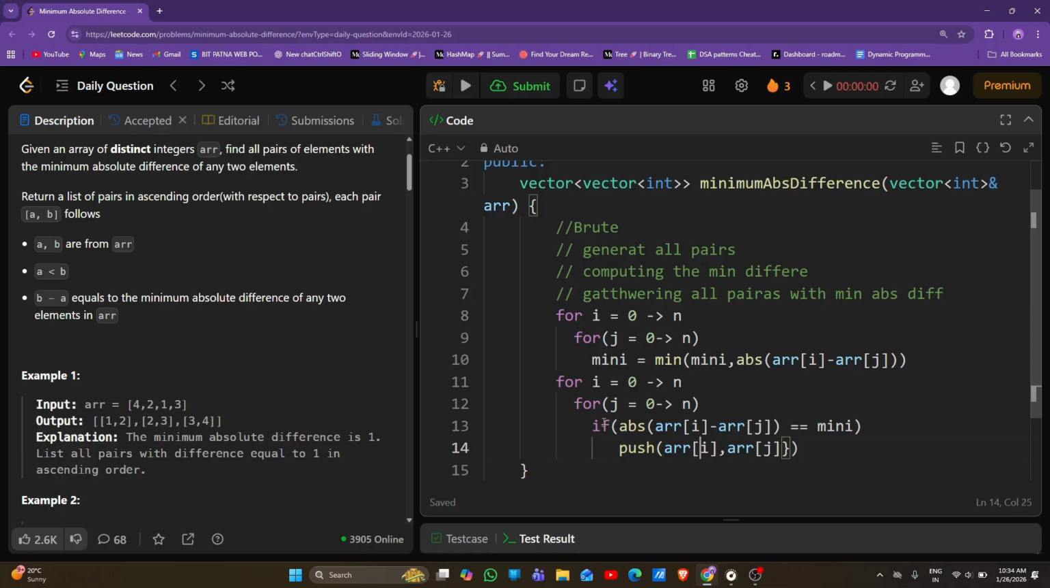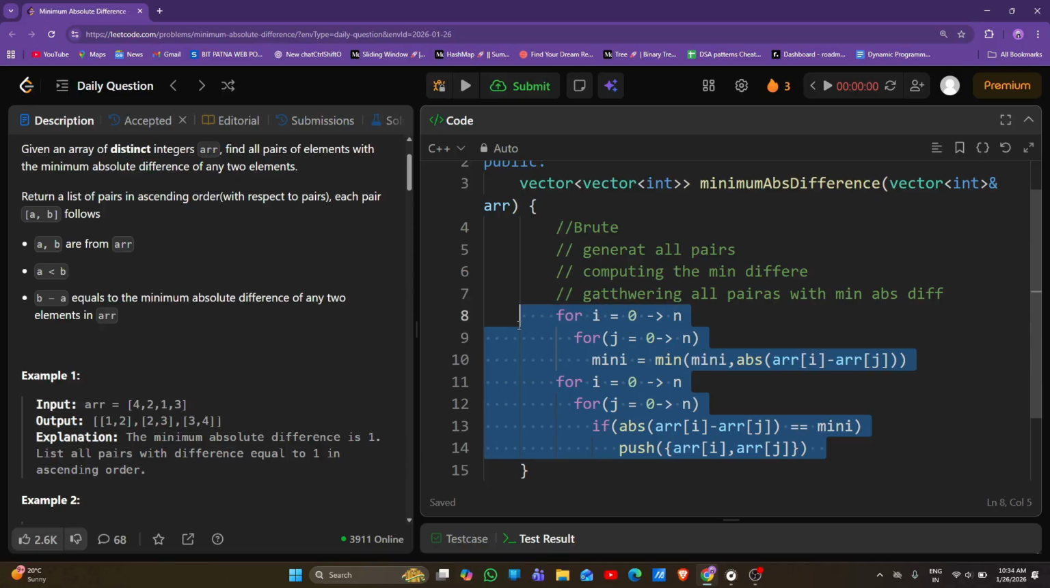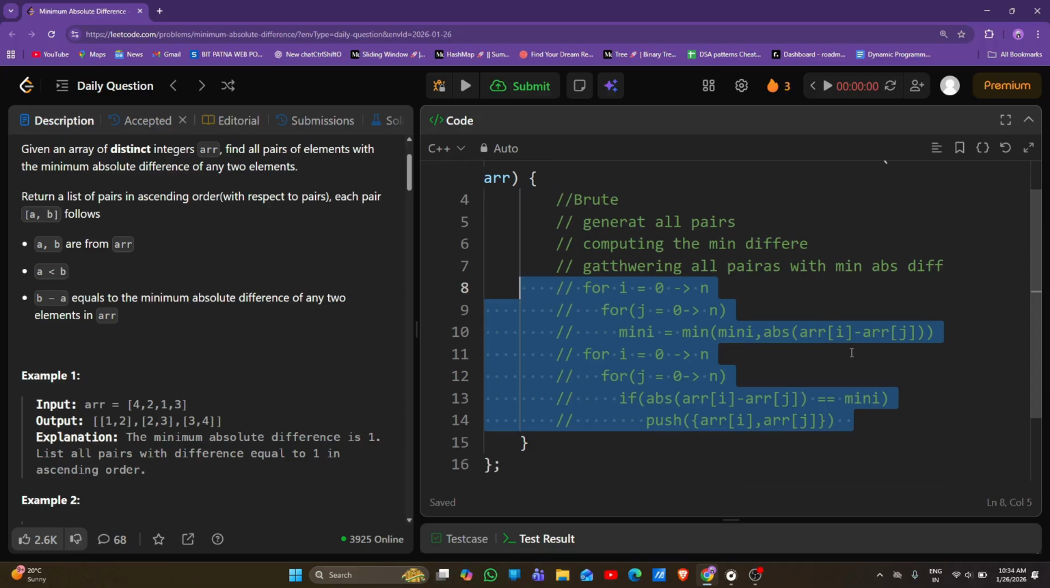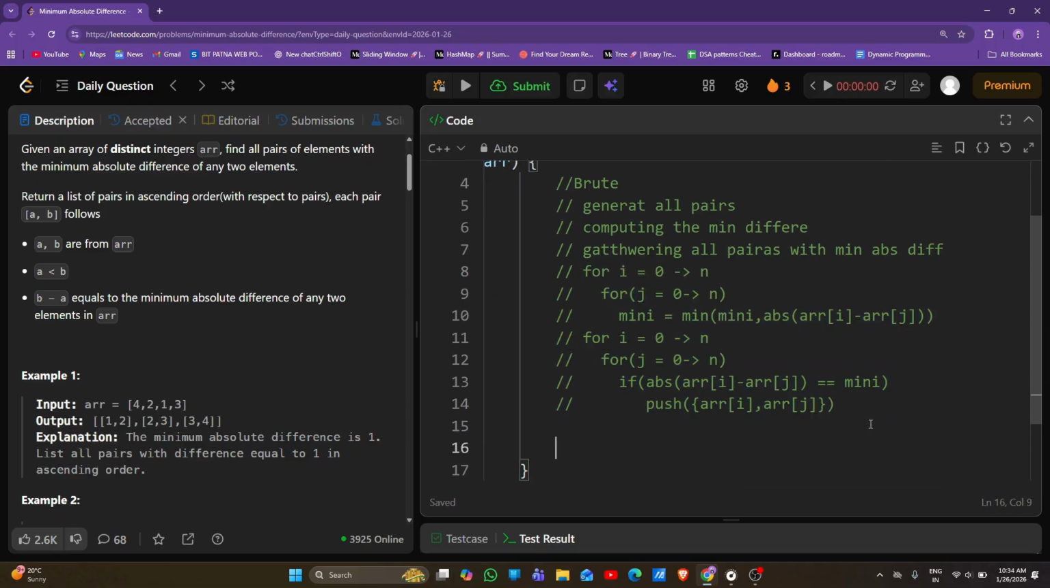So this will be the whole brute force, and you can see the complexity is O of n squared, since two loops are running. So for large constraints it may fail. So what will be the optimal solution?